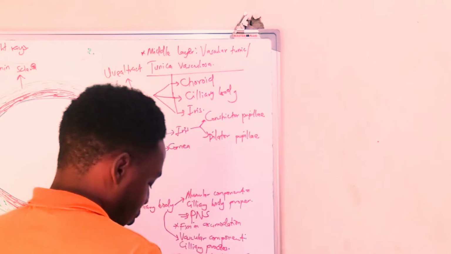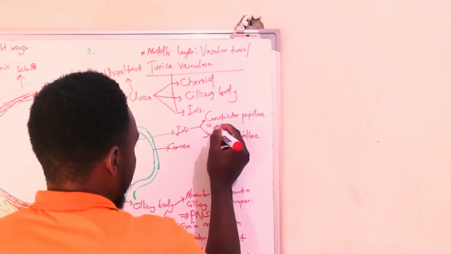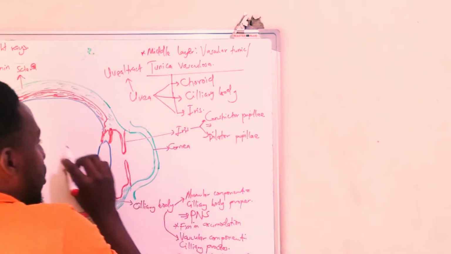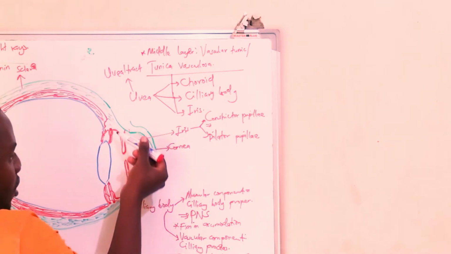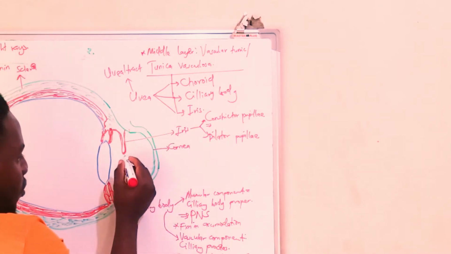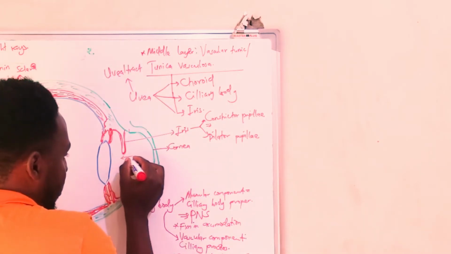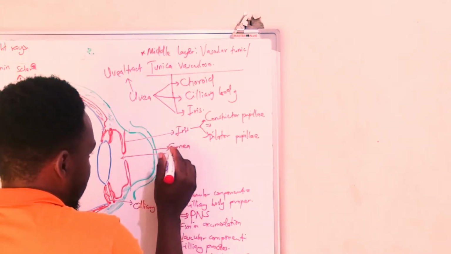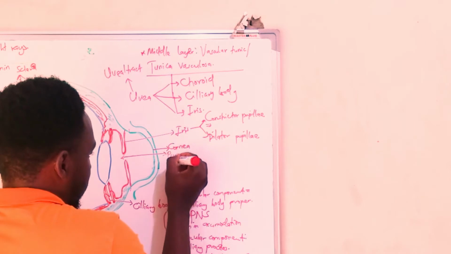The constrictor pupillae functions in constriction of the pupil. As you can see here on the iris, there is an opening in between where light rays pass. This opening is known as the pupil.